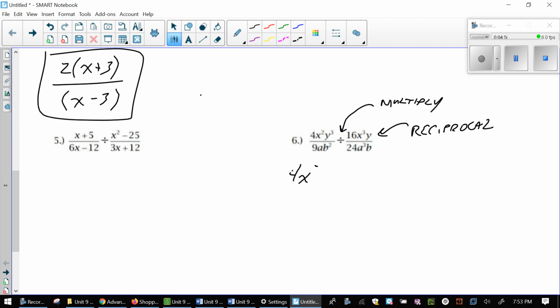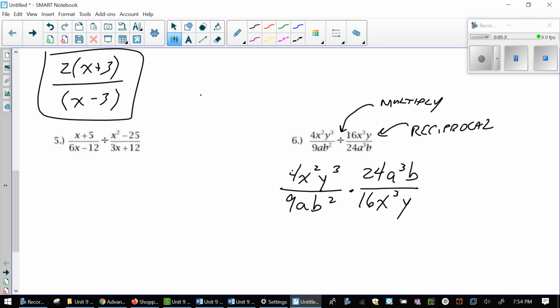First rational expression stays exactly the same. Don't mess with that guy. Change to multiplication. Flip this over to the reciprocal. So I like to just rewrite my problem before I start doing anything, and that just helps me make sure that I get everything simplified that I can. Now from here, it's up to you guys how you want to start canceling these things out.